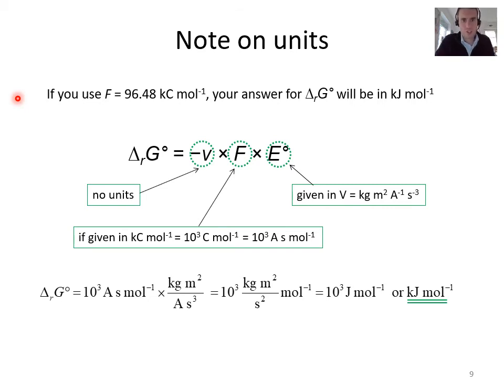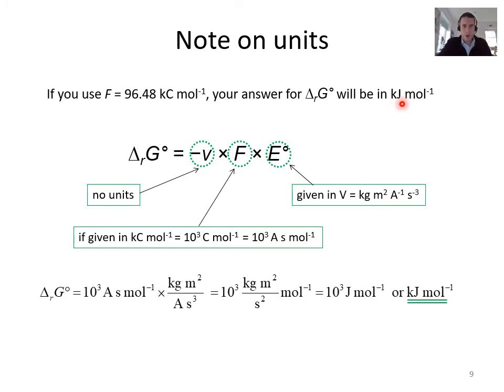But before I do that, I just wanted to have a quick word on units here, because I didn't explicitly put my units in my previous working, and I know that we've been telling you to do that for the past while. The key point is that if you use your F in kilocoulomb per mole, then your answer for delta reaction G will end up being in kilojoules per mole. And obviously, if you multiply this value by 1,000 first, then you're going to get it in joules per mole.